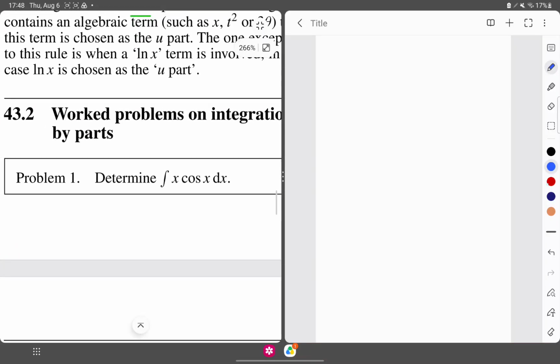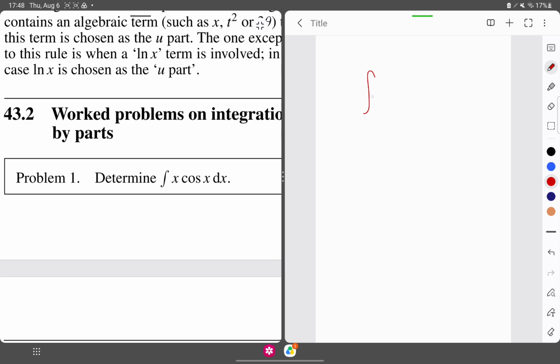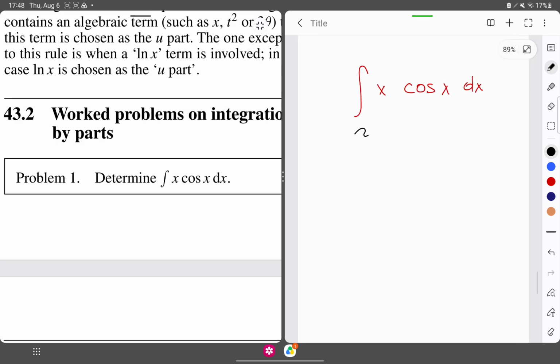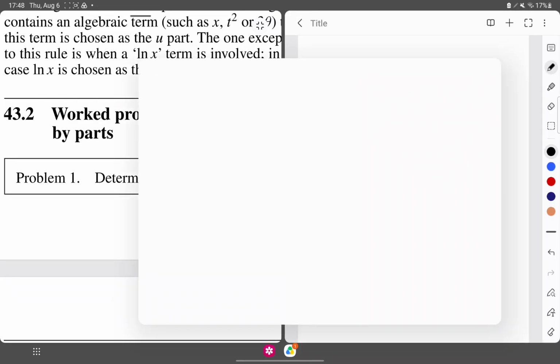Okay. Problem 1 says: determine the integral of x cosine x dx. Now I will write it like this. That is our u dv, du, dv. So, if I had to choose, we have a tip, by the way: how can we find u?